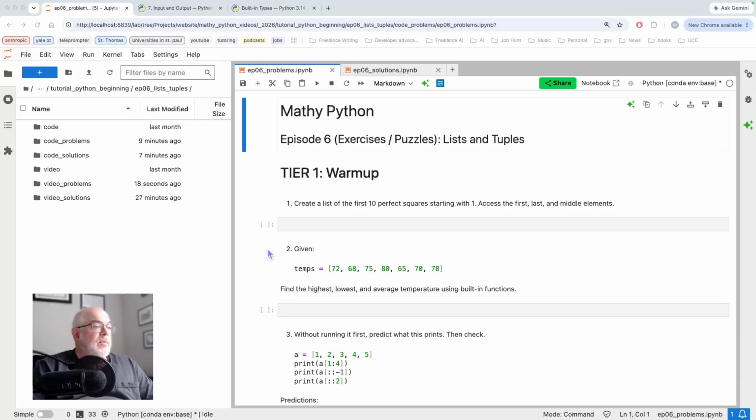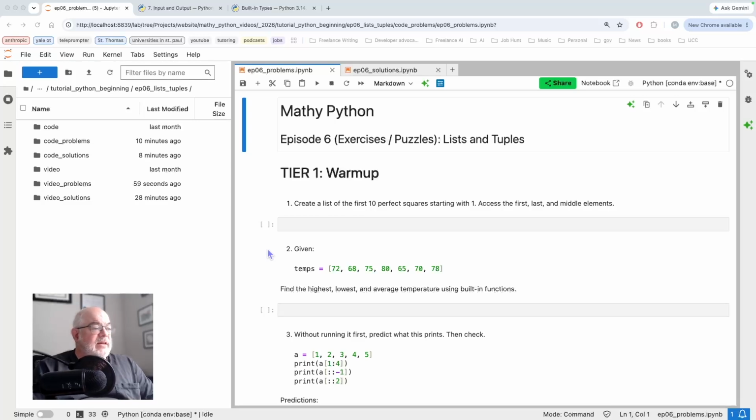In the warm-up tier, we look at a list of perfect squares, creating a list that contains some sort of information, finding the minimum, maximum, average of some numbers. In this case, it stands for temperatures. List indexing, which is similar to string indexing. We look at sorted function versus the sort method. And look at storing RGBs in tuples.